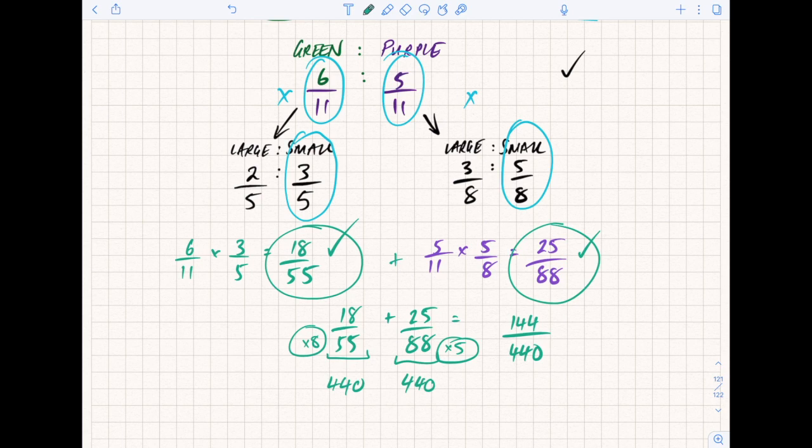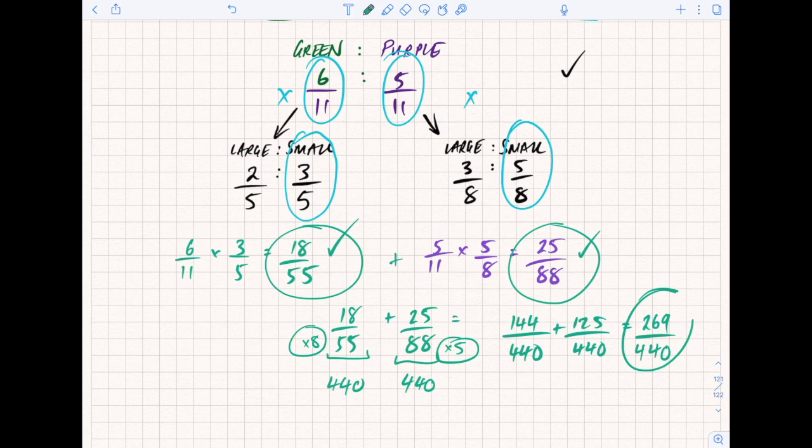And the other one, I'm going to times by 5, so 25 times 5 is 125 over 440. Then you're adding those together: 125 plus 144 gives 269 as your numerator, and 440 would be the denominator. So that's the fraction of all shapes that would be small.